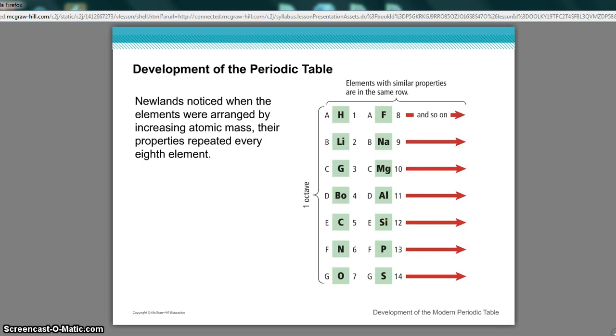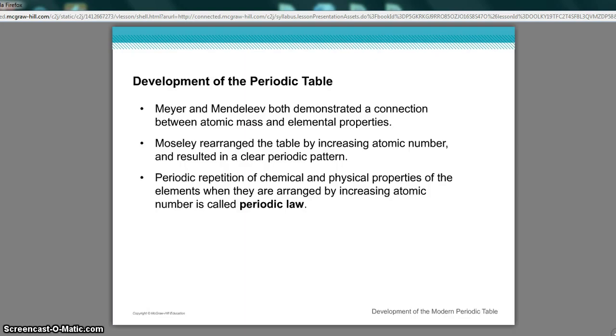So then that led to the next two guys who were Meyer and Mendeleev. They both saw a connection between atomic mass and the properties of the elements. Now we'll see in just a minute, Mendeleev is really the one that's credited with the discovery of the periodic table because he actually was able to predict where elements will be once they were discovered, and he was very accurate in that. And then after Meyer and Mendeleev, a man named Henry Moseley changed it up slightly.